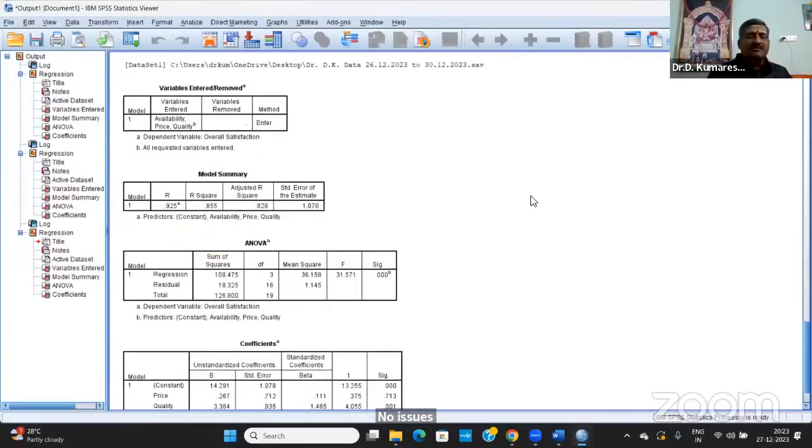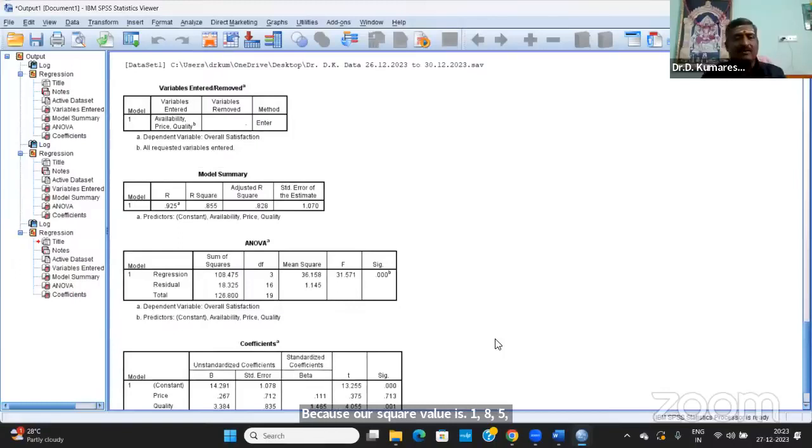R is the correlation coefficient, 0.925. That means there is a relationship between the independent variables and the dependent variable to the extent of 92.5%. These independent variables together influence the dependent variable to the extent of 85.5%, because the R square value is 0.855.